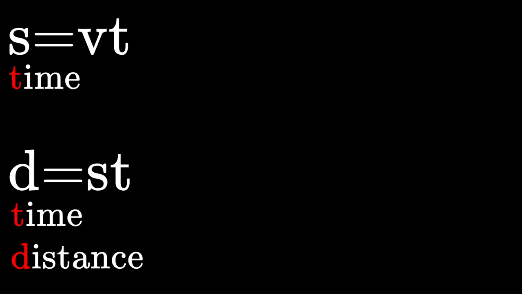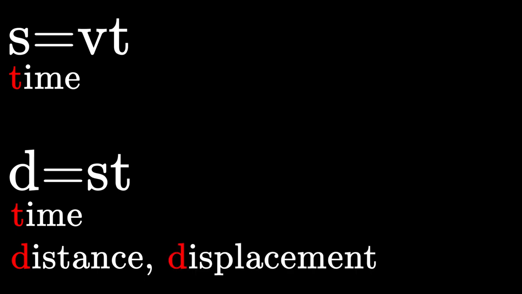What does each of these letters mean anyway? The T, which is in common for both formulas, stands for time, as you may have guessed already. But what about D? It could stand for two things, but both mean similar things. The first means distance, which in physics means the amount of ground covered by an object in motion. However, the latter is displacement, which means how far an object is from its starting point. But you can tell both mean pretty much the same thing in the context of these formulas.